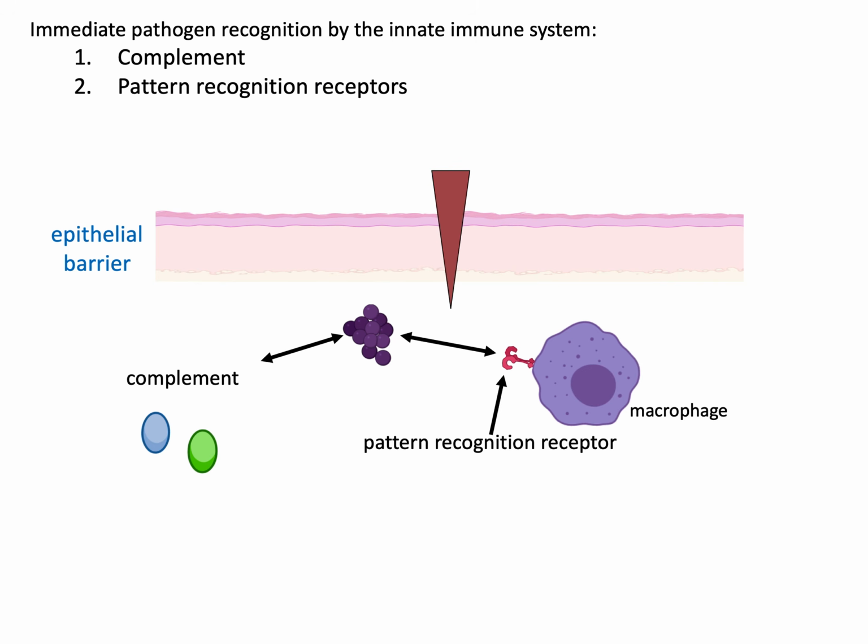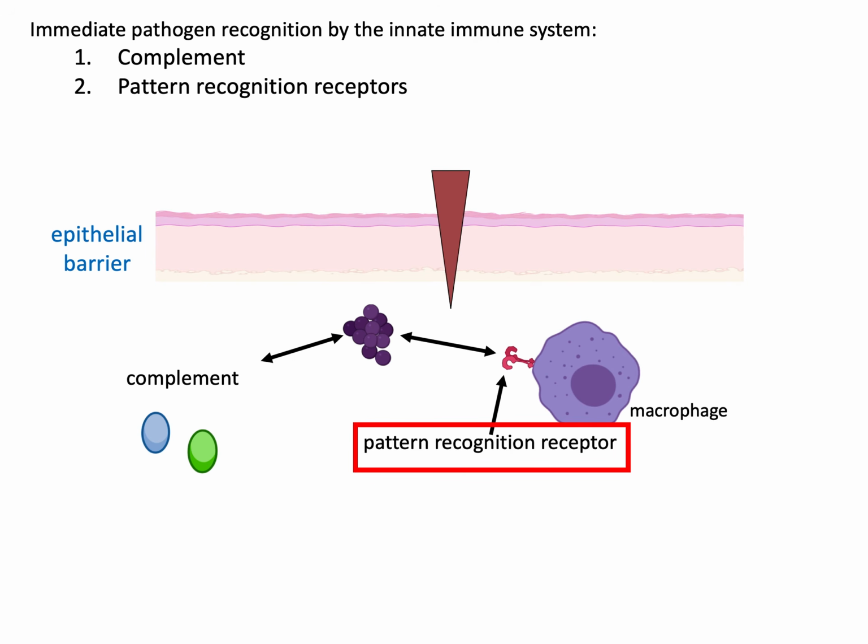I've shown here an epithelial barrier. This epithelial barrier could be your mucosa, it could be skin. In this case, the epithelial barrier has been compromised and a pathogen, or like a bacteria, is now within the tissue. There are a couple of different ways in which this pathogen can be recognized. One is that the pathogen can directly trigger the activation of the complement cascade, shown here. We will talk more about the complement cascade in the next video. The other way that cells in the innate immune system can recognize this pathogen is through pattern recognition receptors.